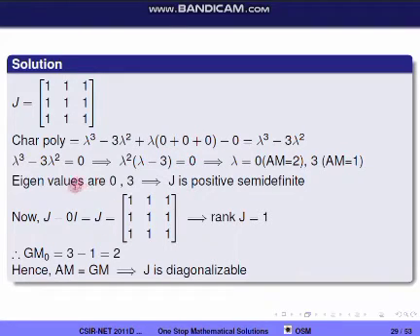So the eigenvalues are 0 and 3, which are greater than or equal to 0. Therefore, J is positive semi-definite. So now I am finding the geometric multiplicity of 0 to check whether J is diagonalizable.